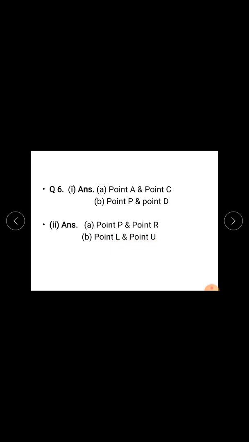You have to write a pair of points equidistant from point Q. So the first pair is point P and point R. Second one is point L and point U.